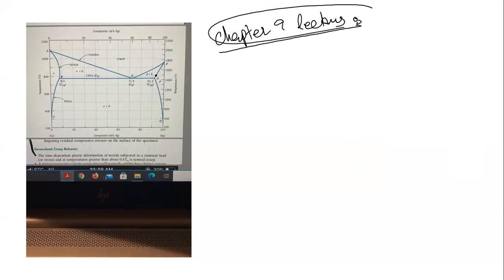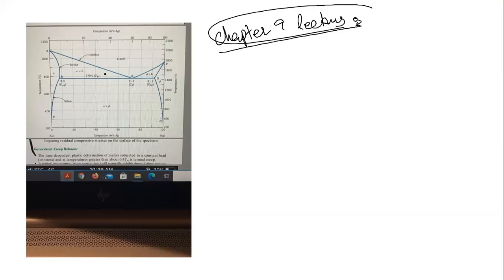Okay, so I have already explained this topic in the lectures, right? Chapter 9 lectures. Yeah, I saw it, but I'm just doing a revision for it. Don't worry. Okay, so this graph is what alloy?